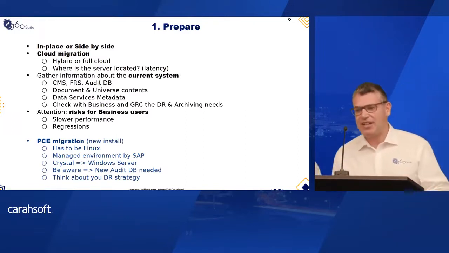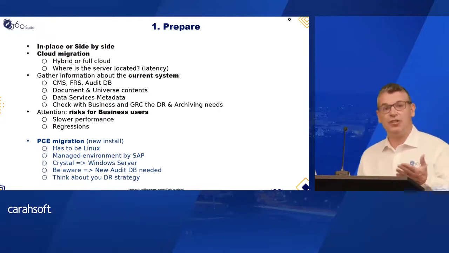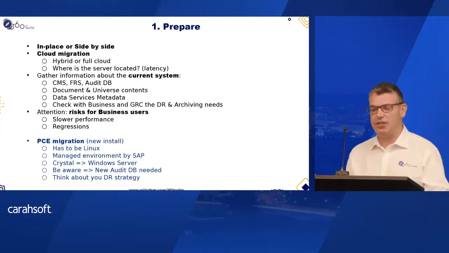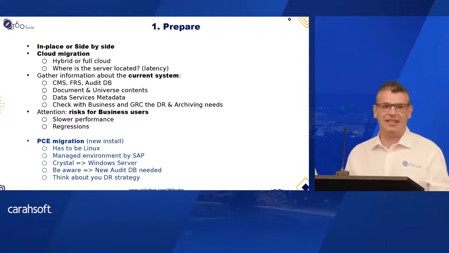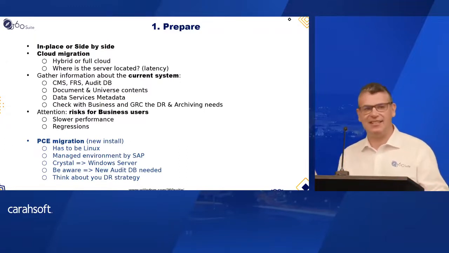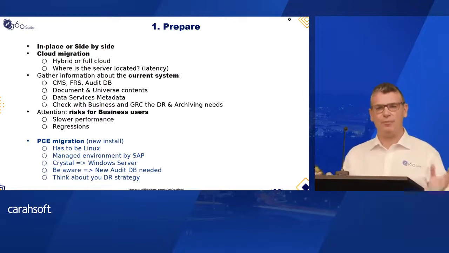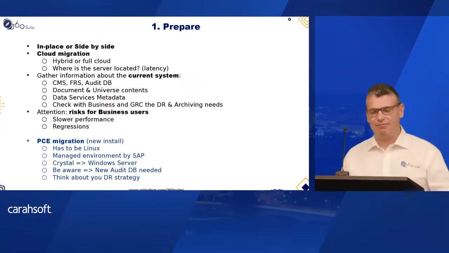In terms of preparation as well, if you want to do a cloud migration, something you need to think about is, are you going to do a hybrid or a full cloud? The key thing there is, what do you want to do? And just be aware that if you've got a hybrid model, you definitely need to think about latency. The more you put things together, the higher the performance is. The further away, the more latency you're going to have.